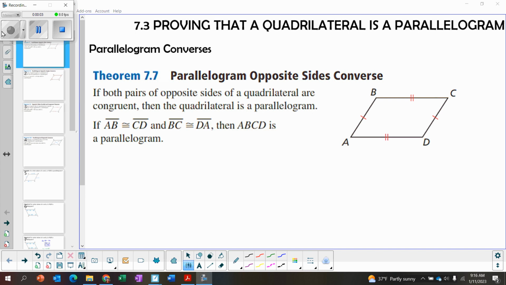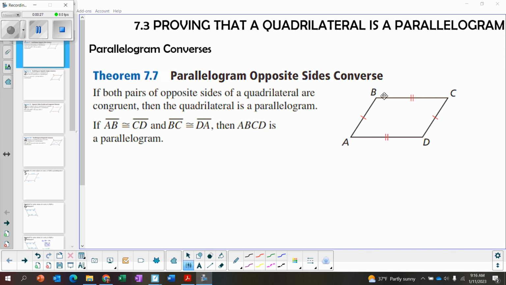This is lesson 7.3, proving that a quadrilateral is a parallelogram. Everything we learned that is true about parallelograms can be used to prove that it is a parallelogram. First of all, the definition of a parallelogram can be used, right? If we could prove both pairs of opposite sides are parallel, that would make it a parallelogram. But now each of the theorems we learned, the converse would also make it a parallelogram.